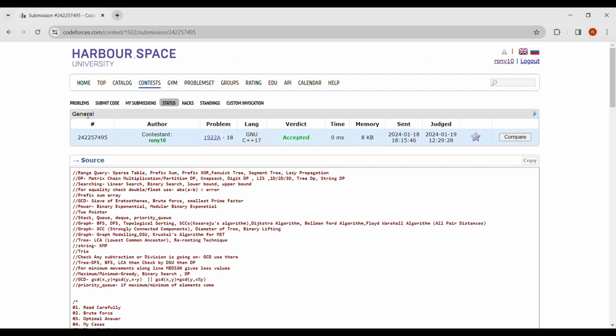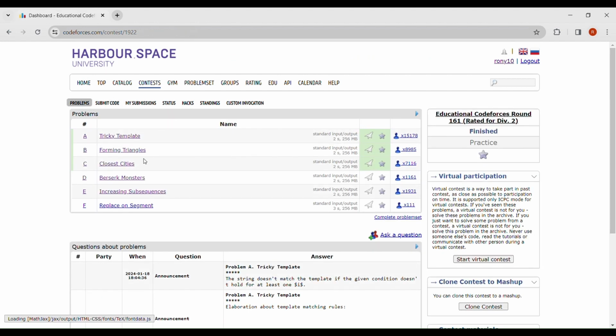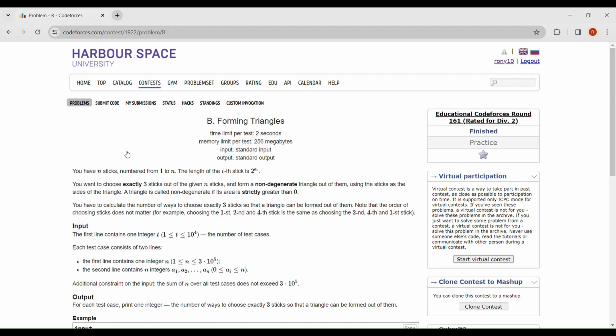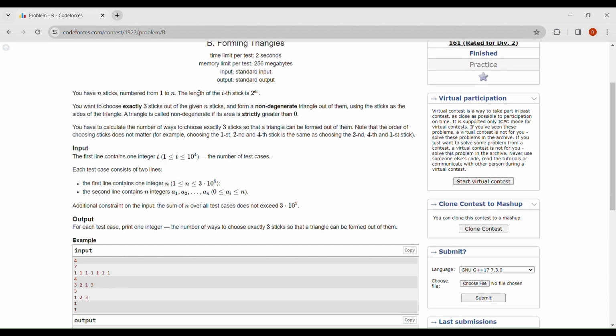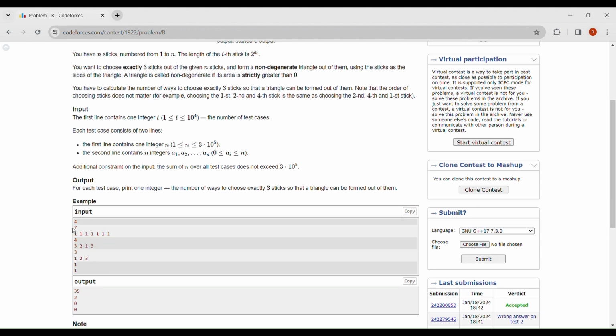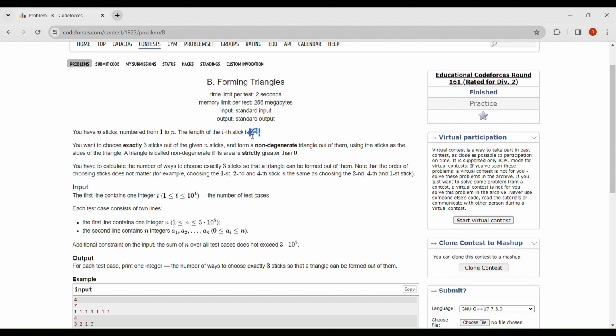So now we will go to the second question, forming triangles. In this there is a little bit of a twist. Usually, if the sides are 1, 2, 3, you know the sum of two sides should be not equal to but greater than the third, longest side. But this question is not like that. The lengths here are powers of 2.